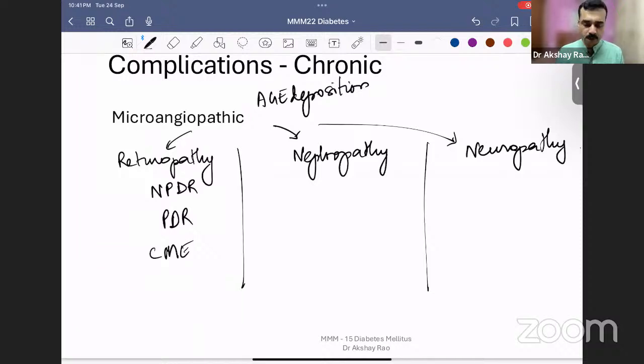hemorrhages, microaneurysms may be there. Whereas in proliferative, there is neovascularization. You see new vessels in the optic disc. So that's bad news, because the new vessels are formed because of VEGF, vascular endothelial growth factor, so they are going to be leaky. It's going to lead to retinal hemorrhages, which can lead to retinal detachments also. So permanent vision loss. You can't afford for that to happen.